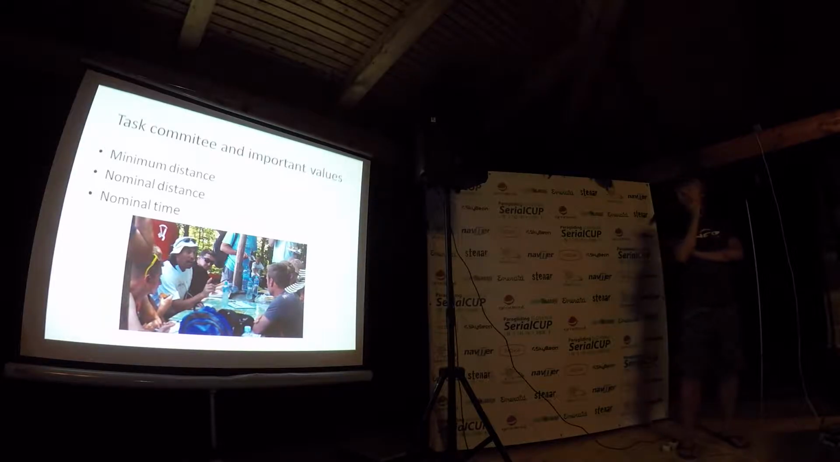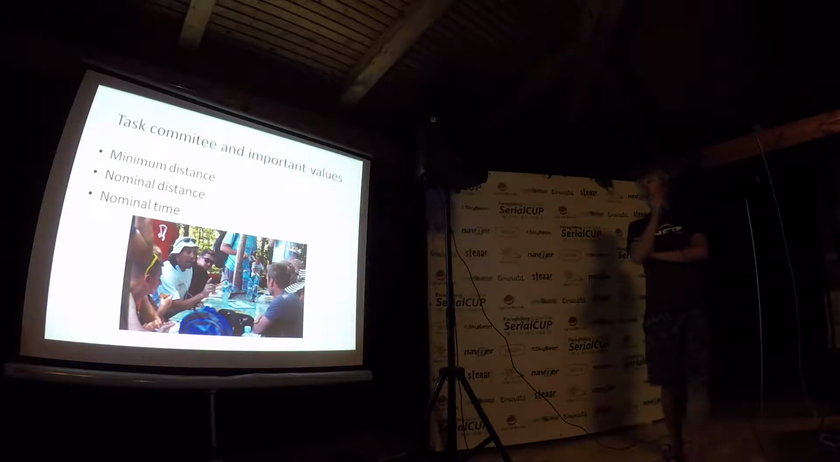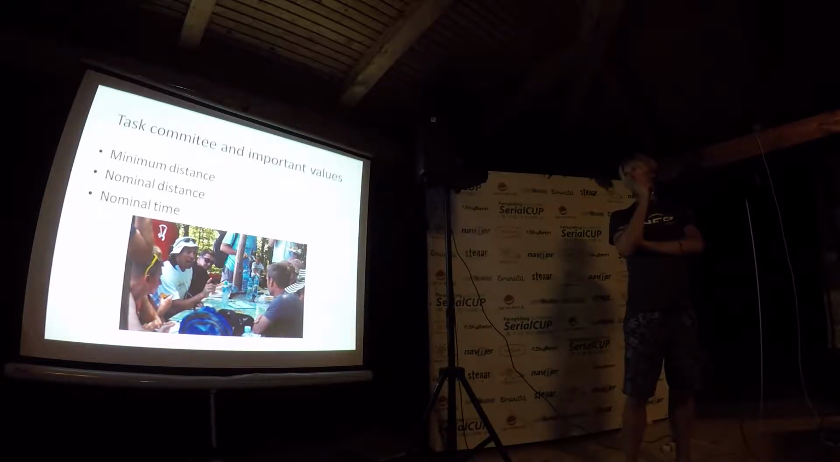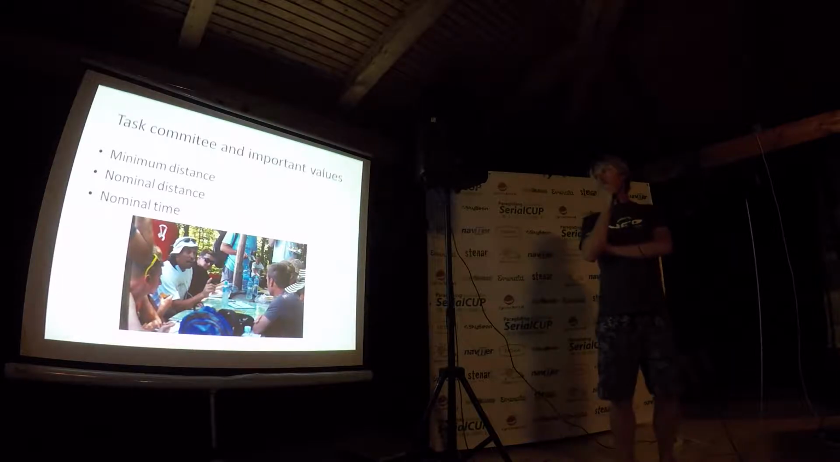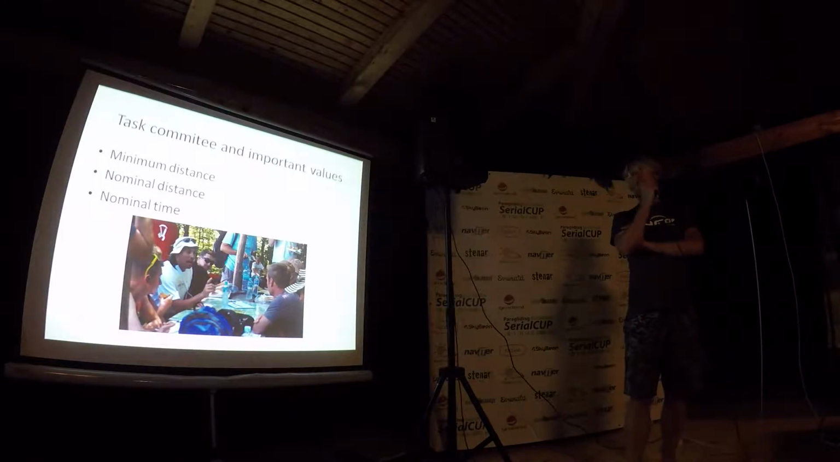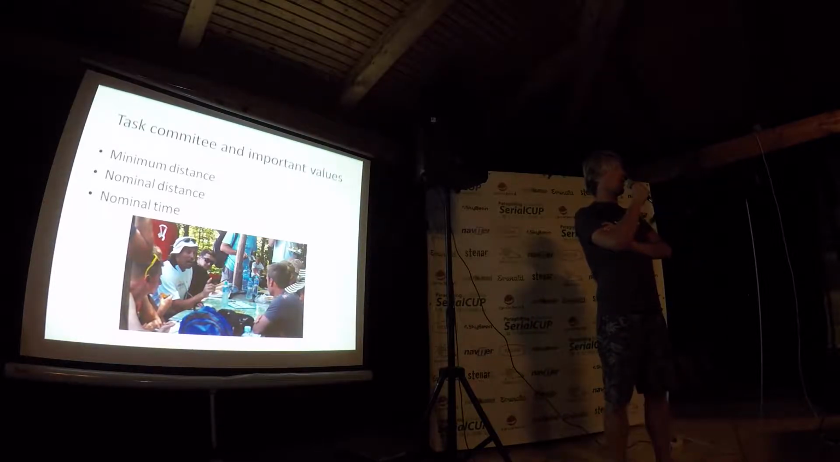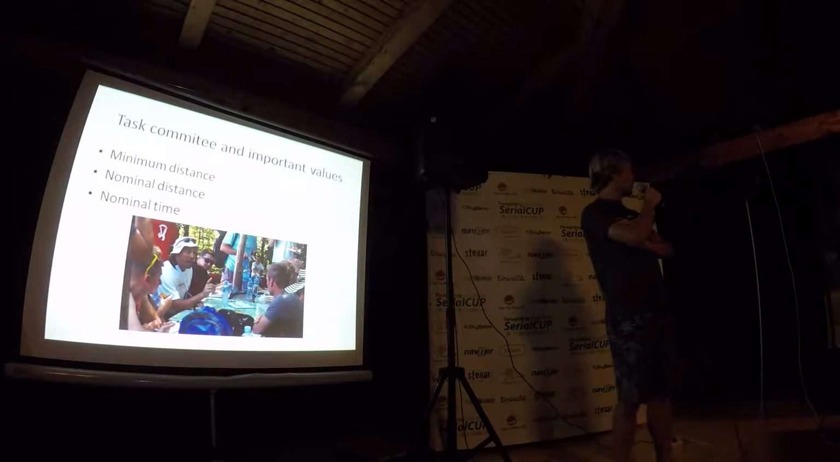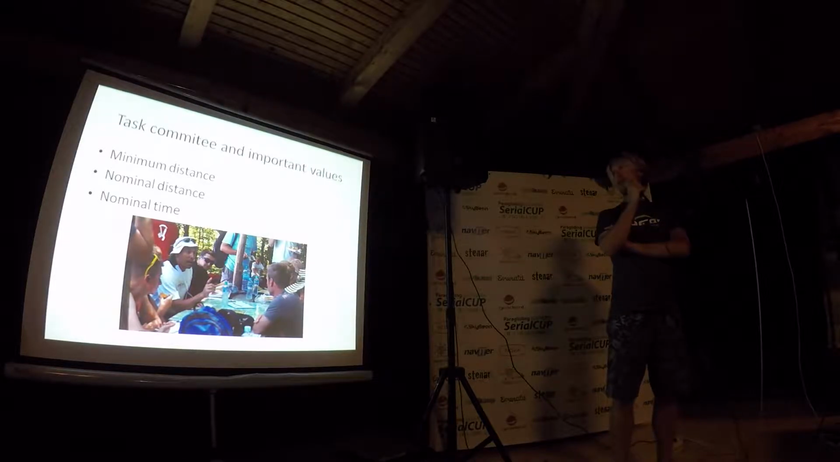The other 2 parameters are nominal distance and nominal time. They are very important to say if the task is good for the day, if the task is good for the area. Normally the nominal distance is the distance which is normally flown in the area where we have the competition. I don't know, here it is probably like 40 Ks. 30 Ks, yeah. Nominal distance and nominal time are very close together. The nominal time depends on how long the nominal distance is.